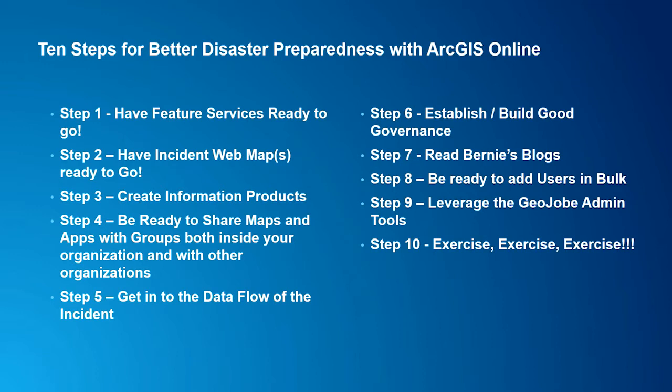as well as some ideas of what may be available locally. Step six was about governance and tagging and documenting some best practices for more effectively communicating information. Step seven was to read Bernie's blog and keep up to date with new best practices there.